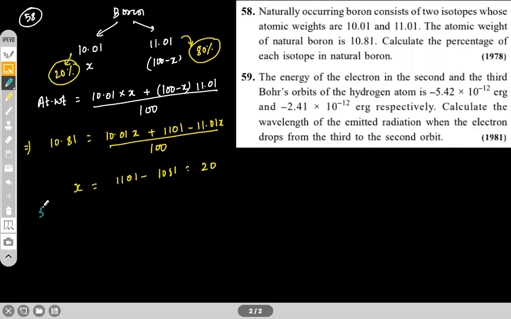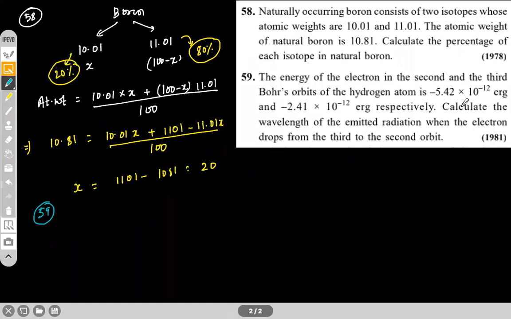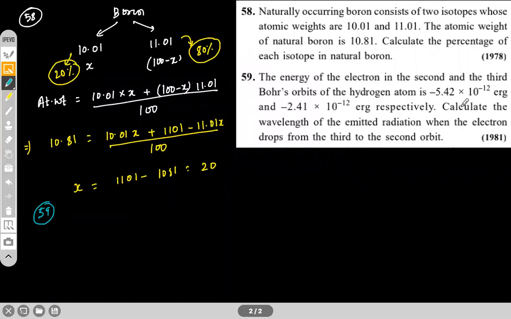The next one is 59. The energy of the electron in the second and the third Bohr's orbit of the hydrogen atom is given in erg. Second and third Bohr orbit is given. Calculate the wavelength of the emitted radiation when the electron drops from third to second.